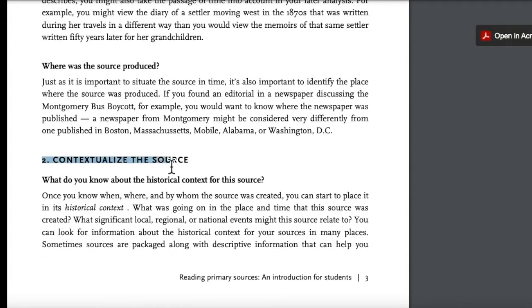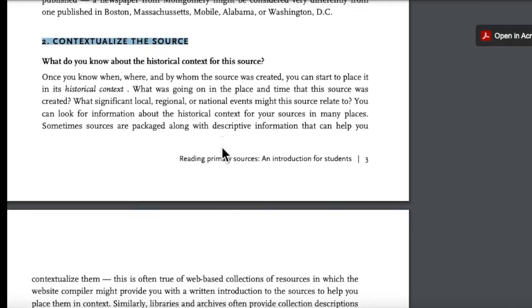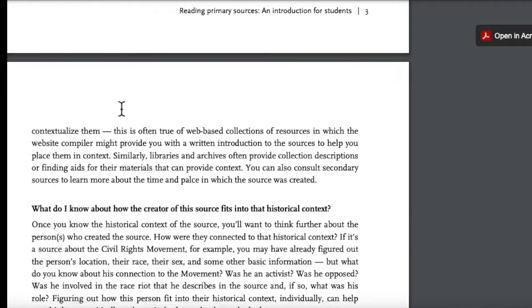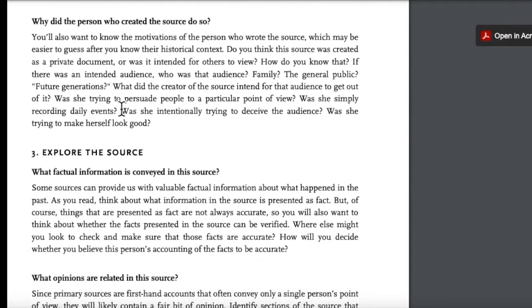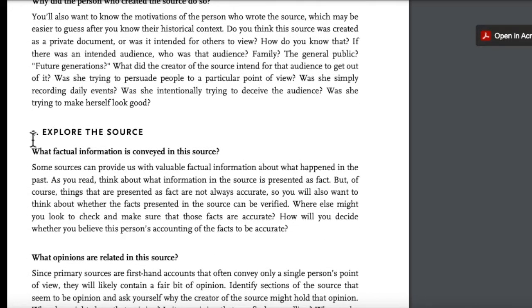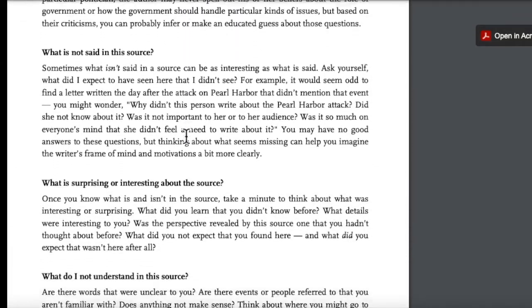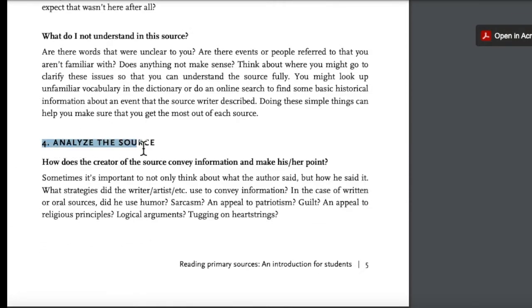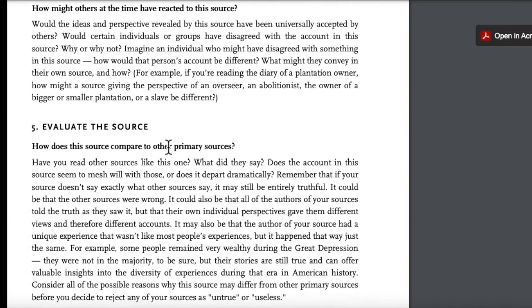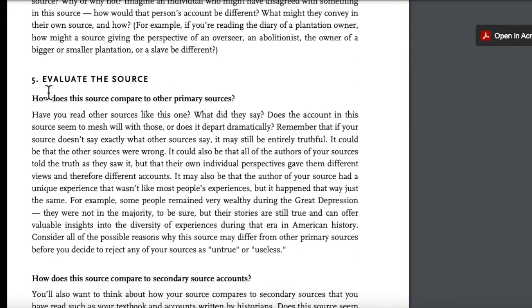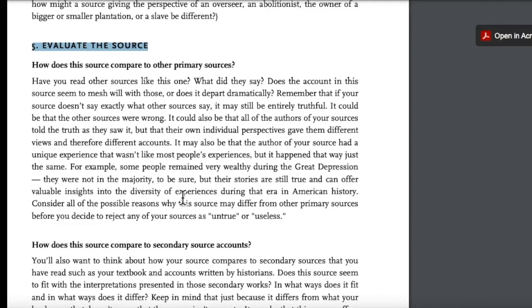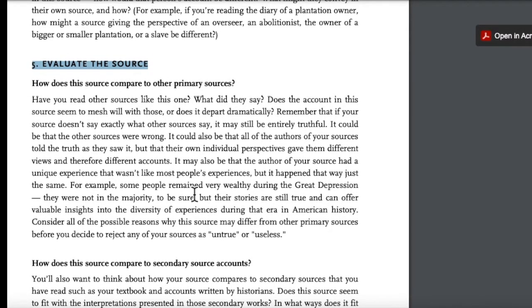And second, contextualize the source. That's another theme. And then she explains how you do that, what that means and how you do it. And then explore the source, what that means and how you do that. Analyze the source, and then what does that mean and how do you do that? And then finally, the same with evaluate the source. What does that mean and how do you do it?